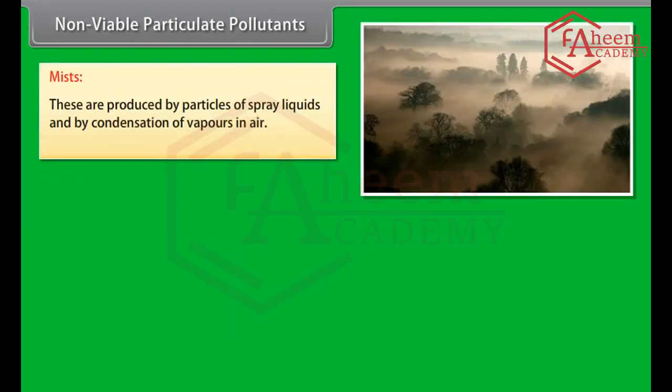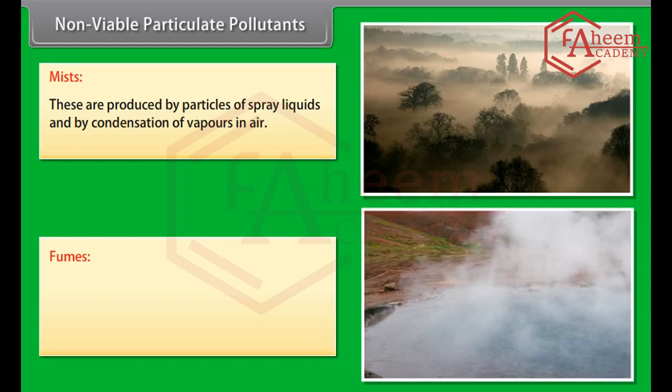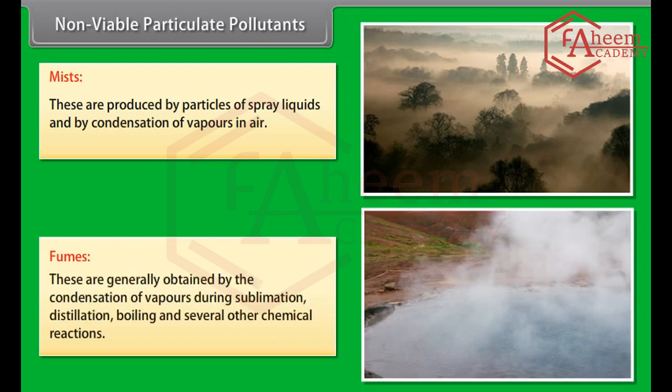Mists: these are produced by particles of spray liquids and by condensation of vapors in air. For example, sulfuric acid mist, herbicides and insecticides. Fumes: these are generally obtained by the condensation of vapors during sublimation, distillation, boiling and several other chemical reactions. For example, organic solvents, metals and metallic oxides form fume particles.